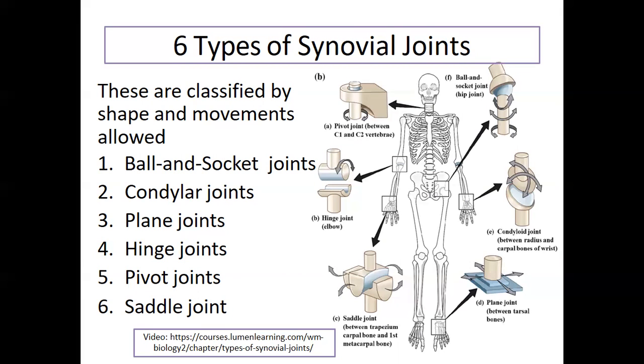You have your ball and socket joint, your condylar joint, your plane joint, the hinge joints, the pivot joints, and the saddle joints.